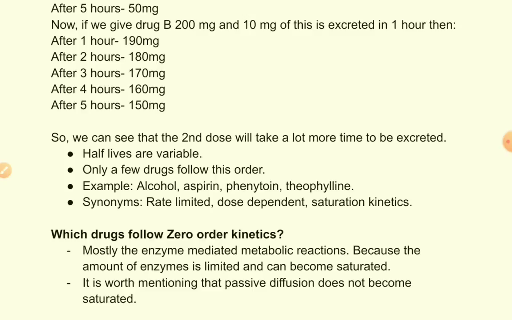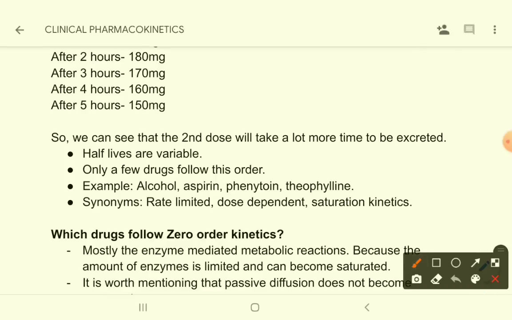So what information can we get from this order of kinetics? We can see here that the half-life will be variable. In zero order kinetics, the half-lives will be variable. For different doses, different half-lives will be there. Now only a few drugs follow this order. As we have mentioned earlier, most of the drugs follow first order kinetics, so only a few other drugs follow zero order kinetics.